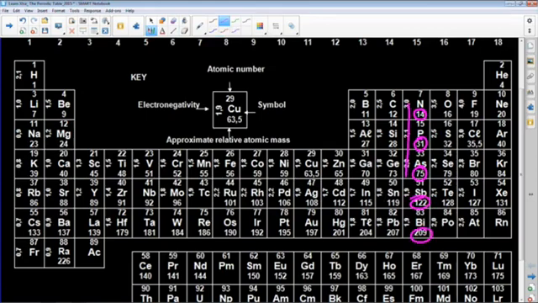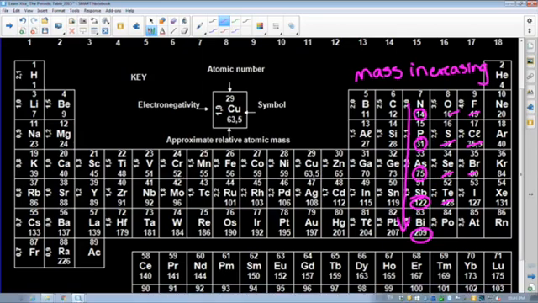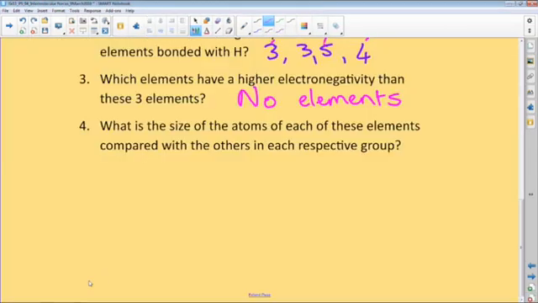Each of these is getting bigger. Same thing with oxygen. 16, 32, 79, 128. Fluorine, 19, 35.5, 80. What's happening? The mass is increasing as we're going down. Okay? What does that tell you about the size of each atom? That means that the atom is getting bigger. So what is the size of atoms of each of these elements compared with the others in each respective group? They are the smallest atom in their group.